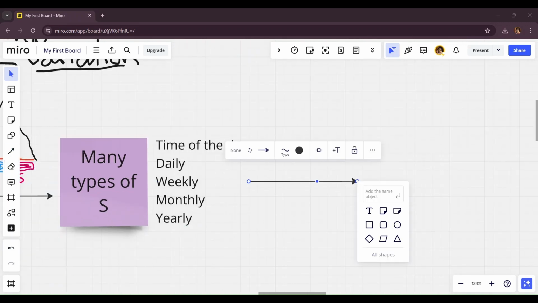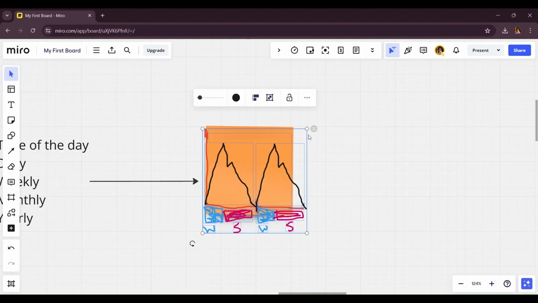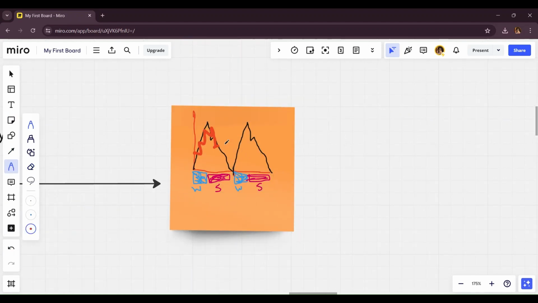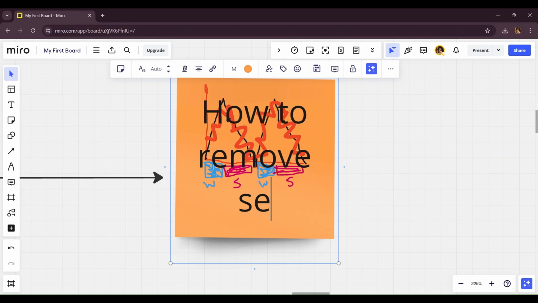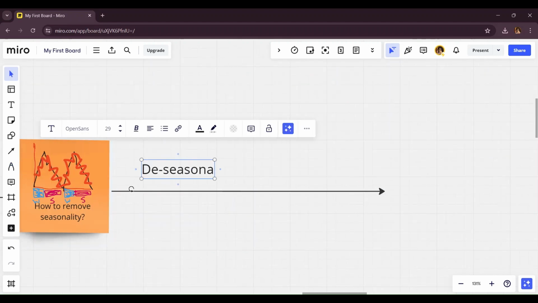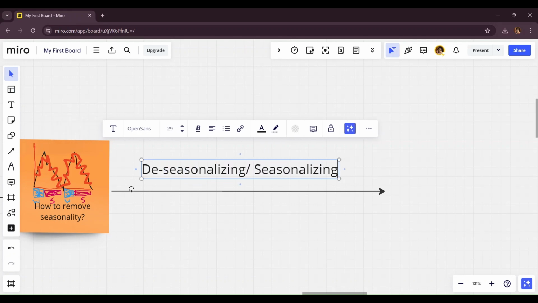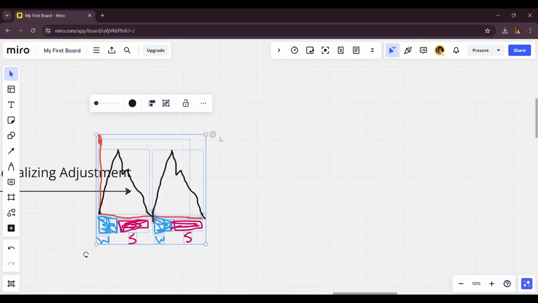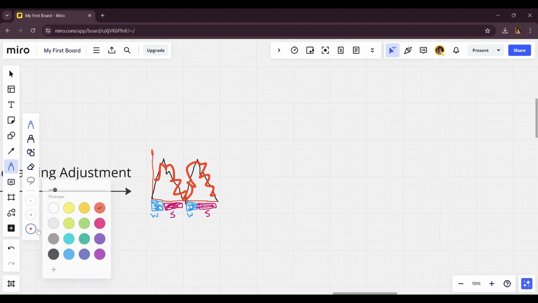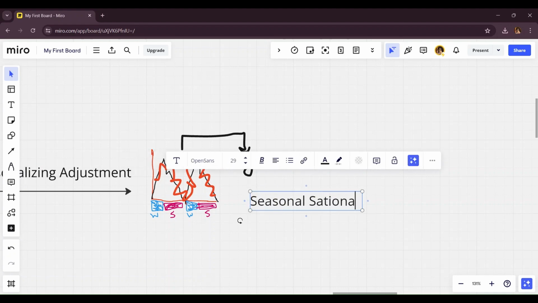Let's move on to the next question, which is how to remove a seasonality component. And when we're removing, it's known as deseasonalizing or seasonal adjustments. And now that it's gone, it's known as seasonal stationary.